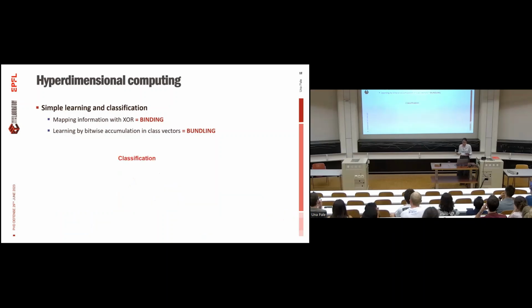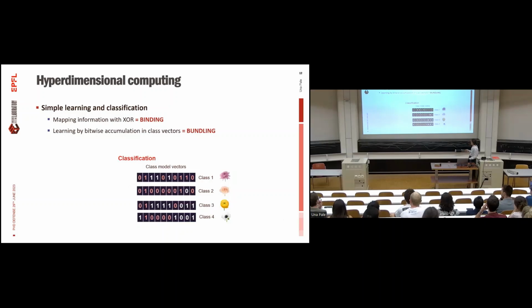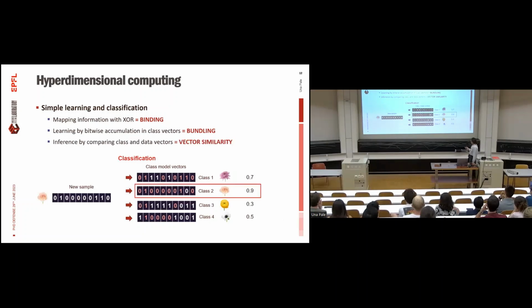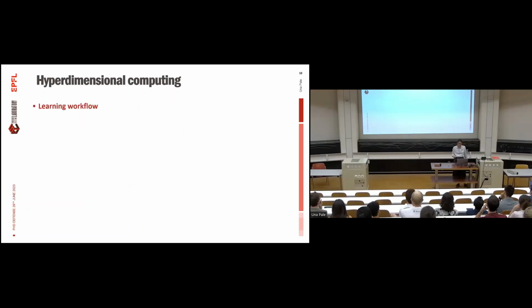And then if we want to do the actual classification, it means that we have trained, for example, 4 different classes. We have one vector representing each class, and now we have a new sample that we need to classify. We simply compare how many positions have the same value, and the class with the highest number of same values is the one that we give as the prediction. So it's an extremely simple way of how it learns and classifies.